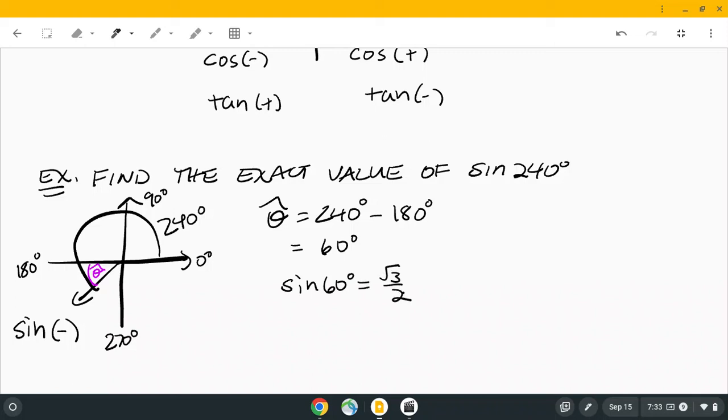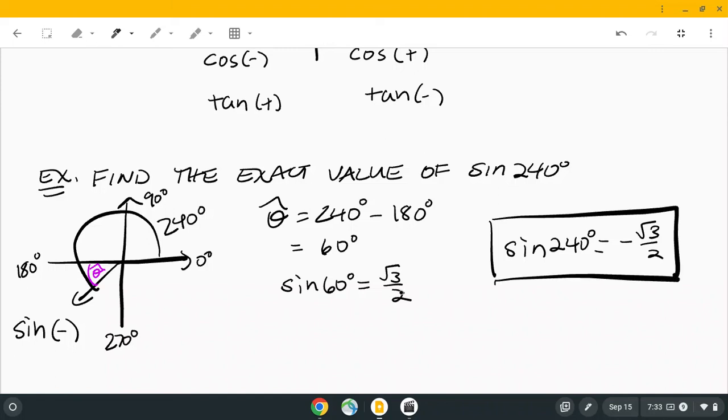Therefore, sine of 240 degrees will be not positive square root 3 over 2, but negative square root 3 over 2. Okay, so there are some things you have to keep track of. You have to keep track of the quadrants so that you can keep track of whether or not your final answer is going to be positive or negative. Okay?